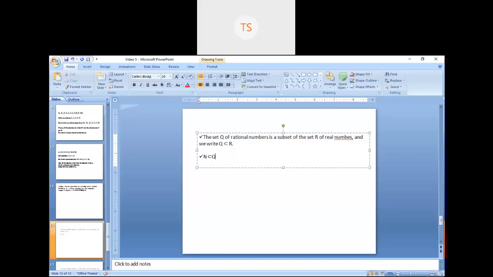So what is a rational number? Any number of the form p by q is known as a rational number. Now, natural numbers will start from 1, 2, 3, 4, 5, 6, 7, 8, 9, 10. So that's why every natural number is also a rational number. So in this way, we can say that N is a subset of rational numbers.